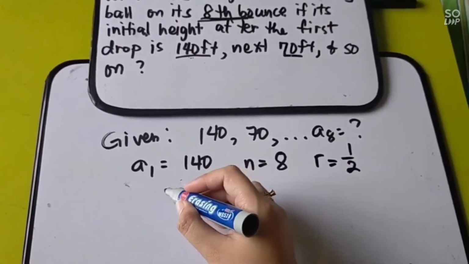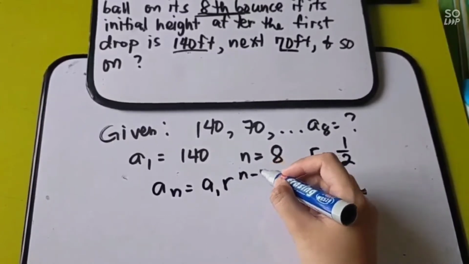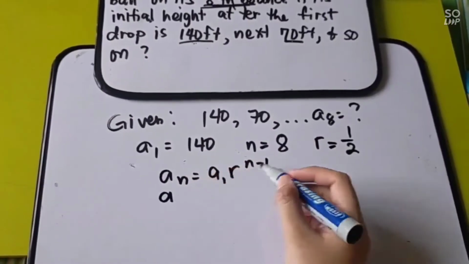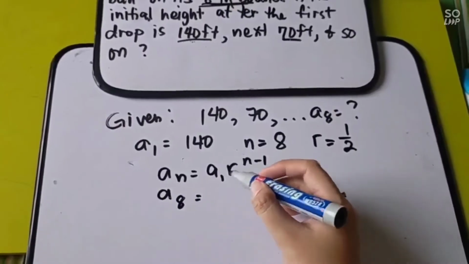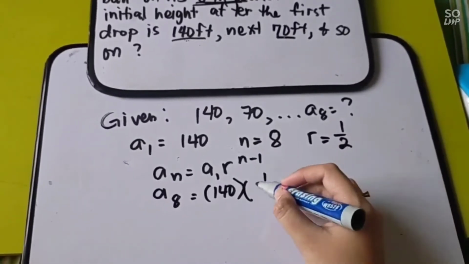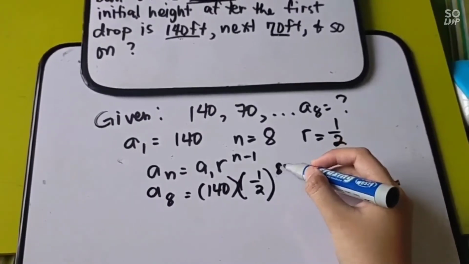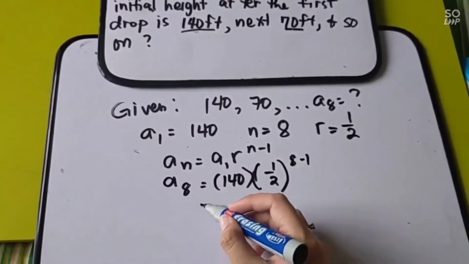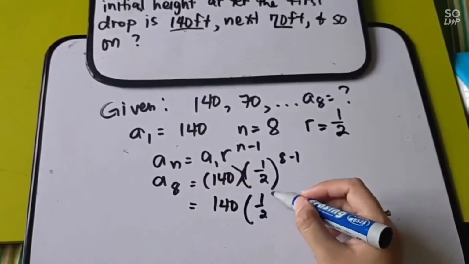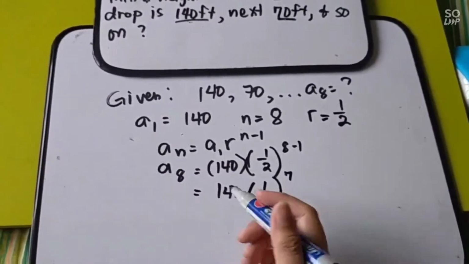Then, our formula is A sub n equals A sub 1 times R raised to n minus 1, because it is a geometric sequence. Then, substitute the given. Our n is 8. Our first term is 140, multiplied by R, the common ratio, which is 1/2, raised to 8 minus 1. So, 140 multiplied by 1/2 raised to 8 minus 1, which is 7. So, this one is raised to 7.